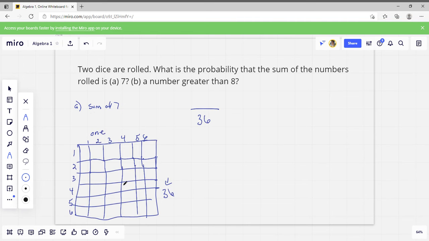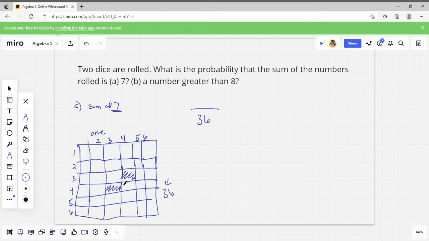Now, we need to know how many of those chances will have a sum of 7. Well, 1 and 1 does not add up to 7. 1 and 2 would need 3 and 4. And 3 and 4.